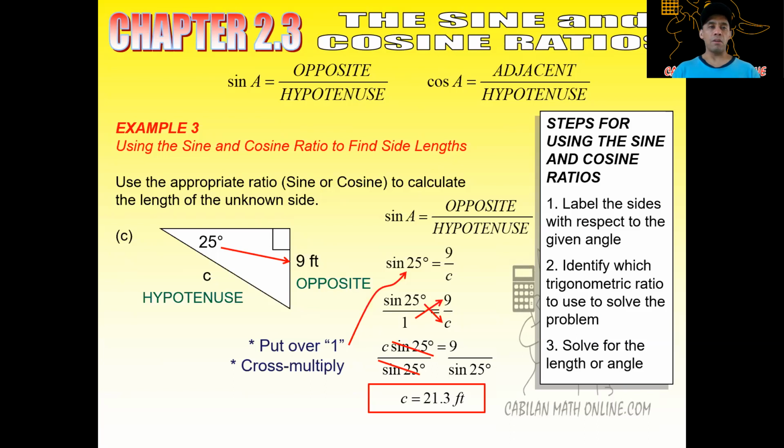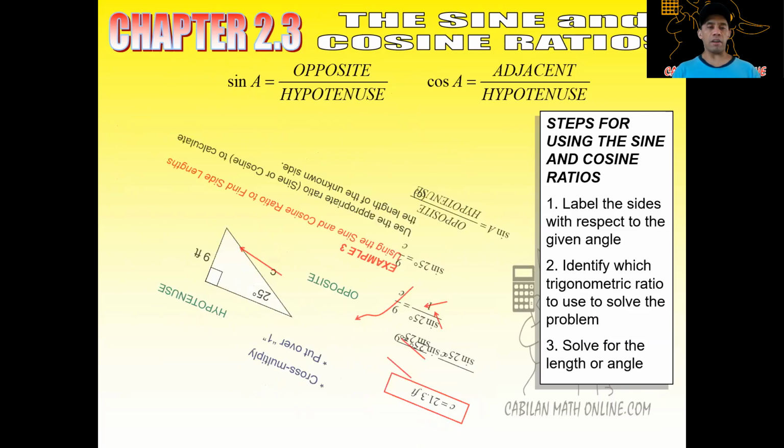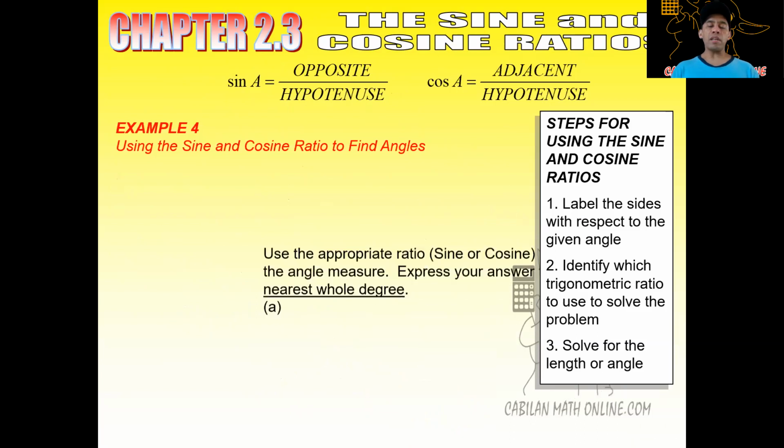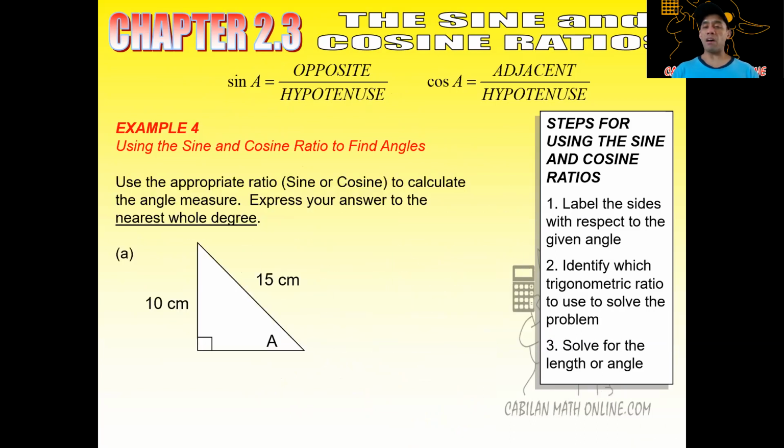All right, moving along, we're now going to look at the steps we need to do in order to solve for an unknown angle. For this one, notice that I still have the same steps on the right-hand side, but when we're solving for an angle, the step to find the answer is going to be different. So just pay very close attention to this particular example.